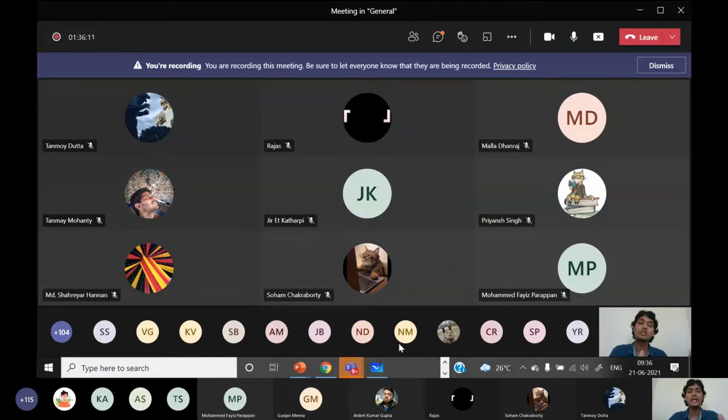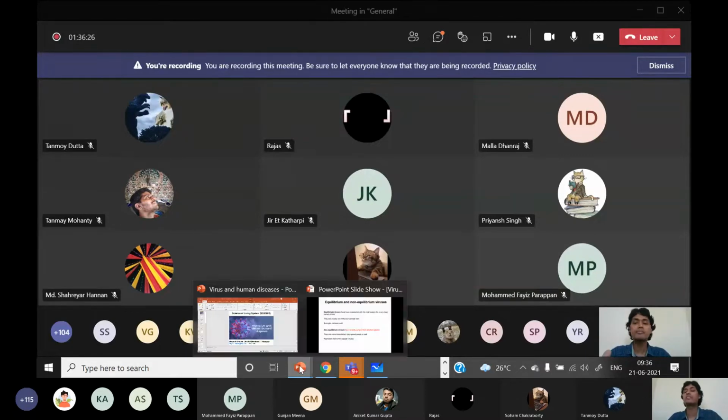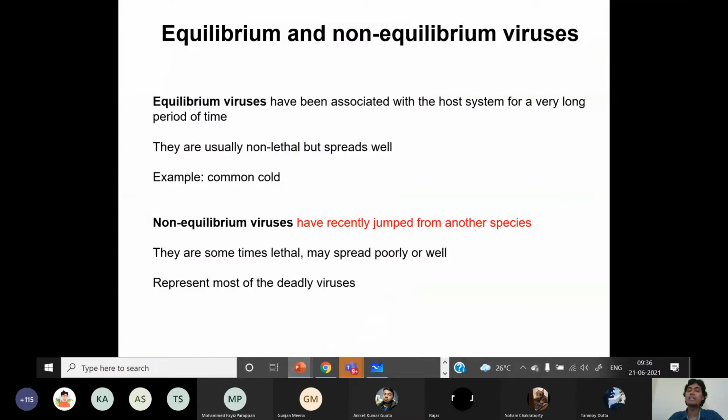And as I told you, common cold, rhinovirus are equilibrium, and non-equilibrium viruses have recently jumped from another species. As I told you, viruses are species specific. That means some viruses are only infecting human. Some viruses are only infecting some bird. Some viruses infect some fish, right? But non-equilibrium virus means they have recently jumped from another species, and they are not associated for a long time with human or any other specific host. They are sometimes lethal, may spread poorly or well, and represent most of the deadly viruses.